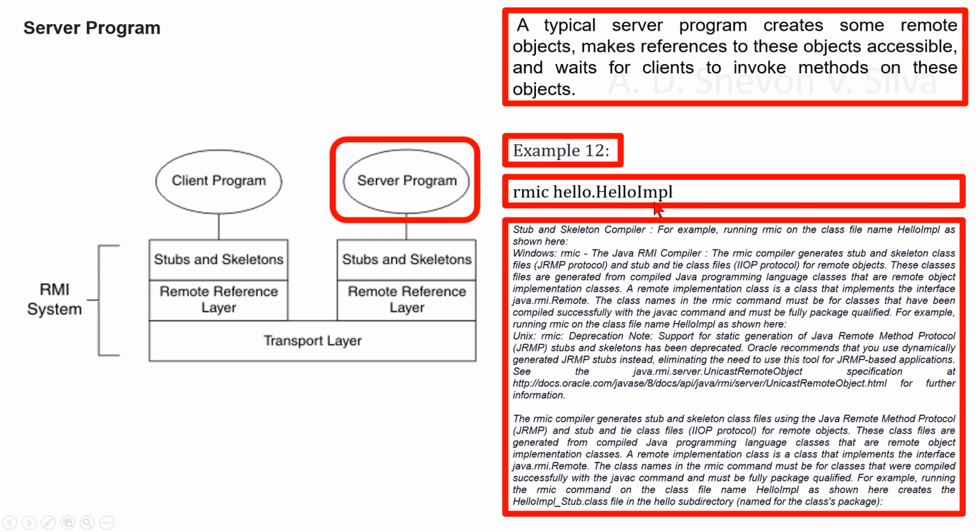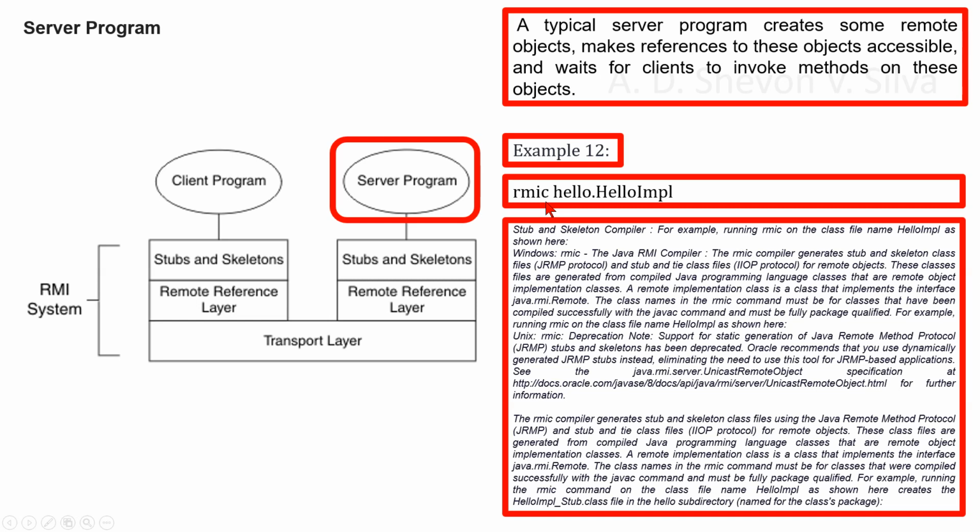Here we are considering the stub and skeleton compiler. For example, running rmic on the class file name HelloImpl, as shown here. In Windows, rmic, the Java RMI compiler, generates stub and skeleton class files for the JRMP protocol, and stub and tie class files for the IIOP protocol, for remote objects. These class files are generated from compiled Java programming language classes that are remote object implementation classes.